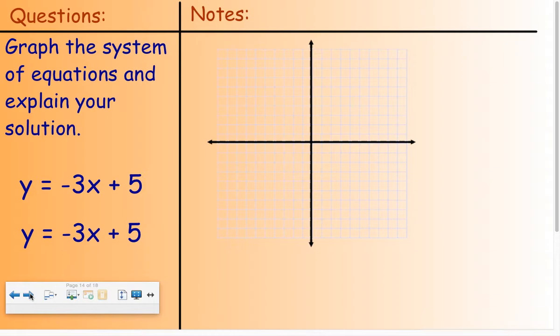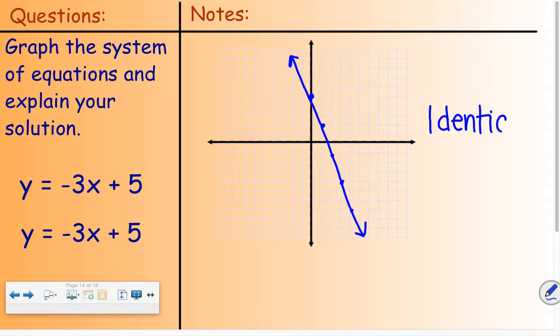All right, now we have y equals negative 3x plus 5 and y equals negative 3x plus 5. Now, since we're graphing the same equation twice, really, you're graphing the same line. So the same line is identical, and identical lines have infinitely many solutions. You don't need to name the solutions because there's an infinite number of them.